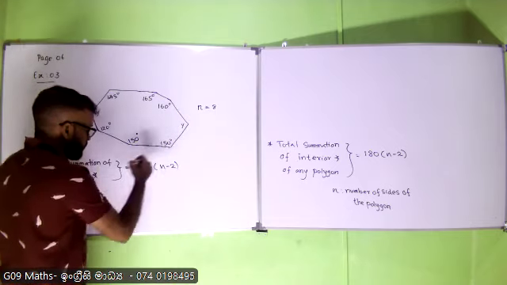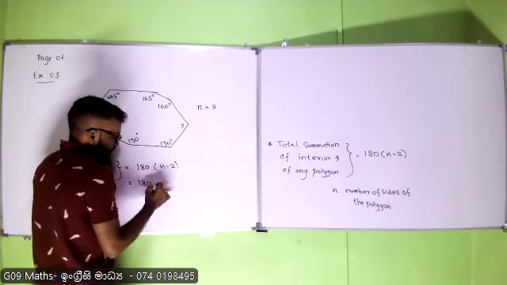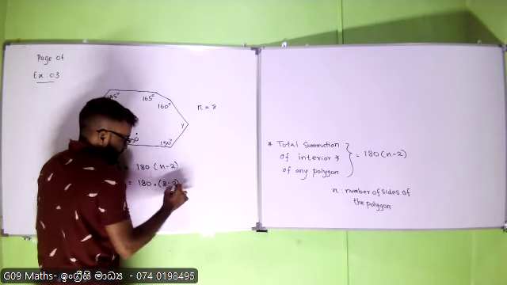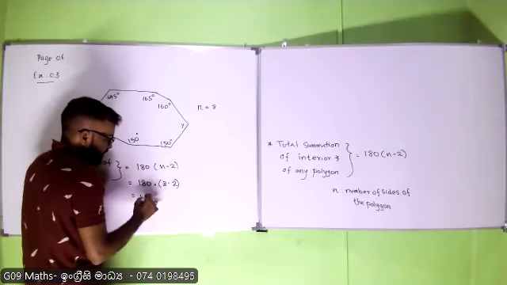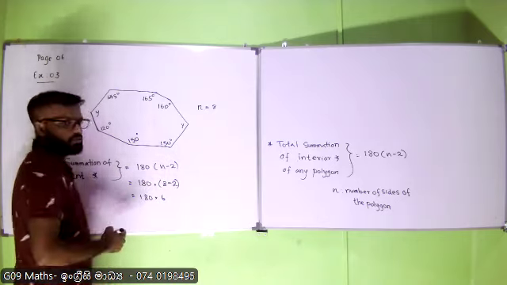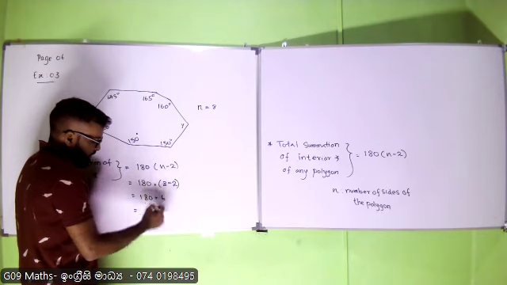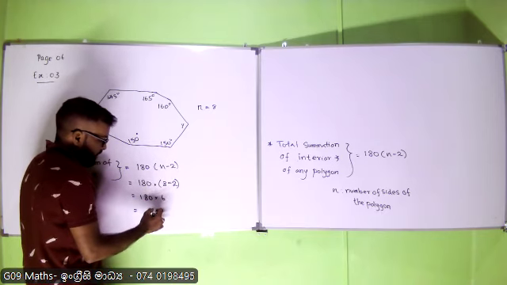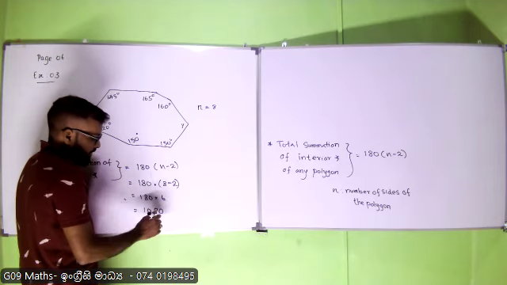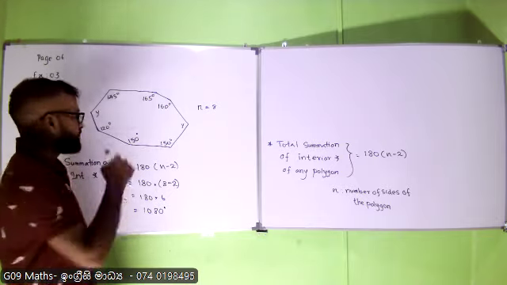So I am going to substitute it here. 180 times (n minus 2), 8 minus 2, right? And 180 times 6, since 8 minus 2 is 6. Then simplify: 1080. Yes, 1080 degrees is the total summation of all interior angles of this polygon.